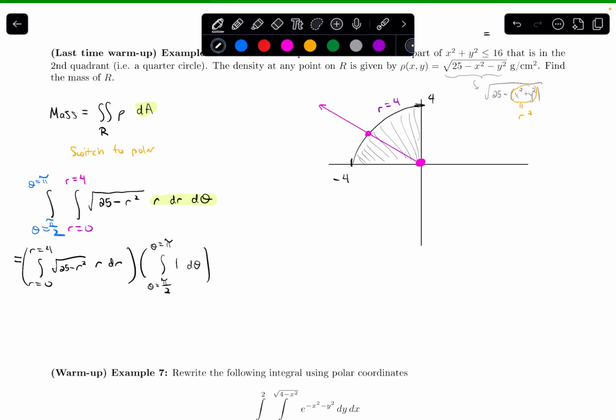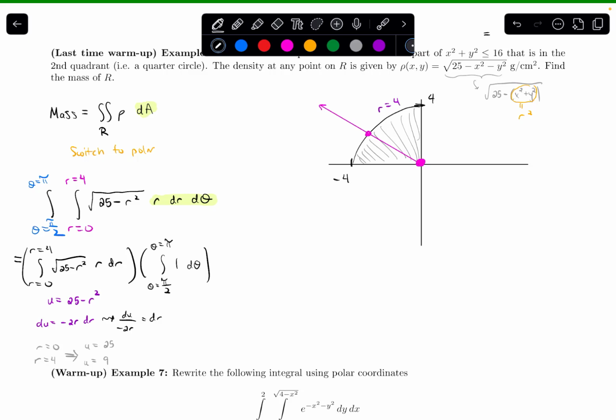So the first one can be done with the u sub. We can let u be equal to 25 minus r squared. Then du would be negative 2r dr. If I isolate for dr, I'll get du over negative 2r equals dr. I also have to convert these limits of integration, because right now they're in terms of r. So I have r equals 0 and r equals 4. We got to plug those in to our u sub. So if I plug in 0, we get u equals 25. If I plug in 4, we get u equals 9.